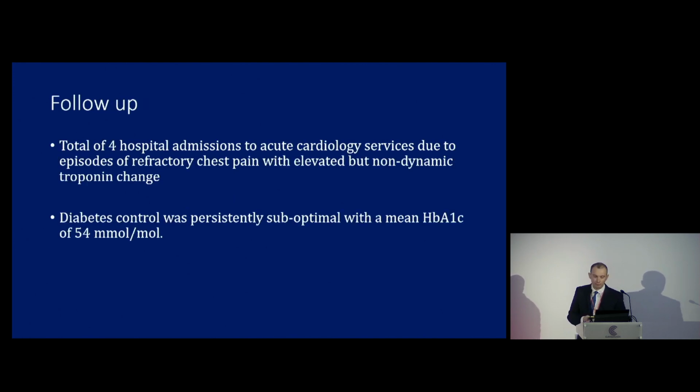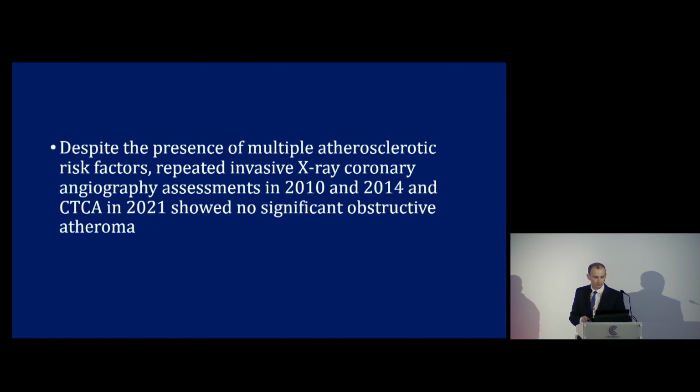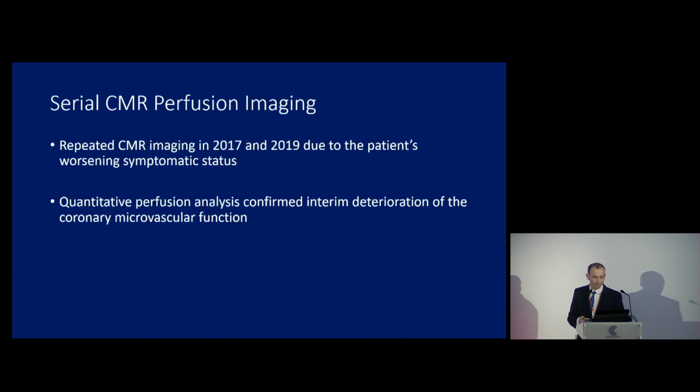He required a total of 4 hospital admissions to acute cardiology services due to episodes of chest pain at rest with elevated but non-dynamic troponin changes. Over the follow-up period, his diabetes control was persistently suboptimal. Because he kept presenting with chest pain, he got a series of coronary angiograms and a CT coronary angiogram in 2021, which showed, despite having multiple atherosclerotic risk factors, he didn't develop any obstructive epicardial coronary atheroma.